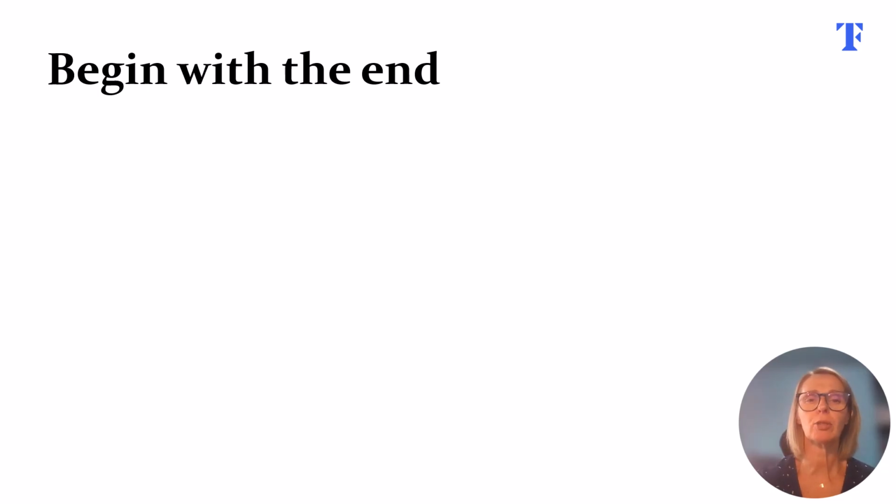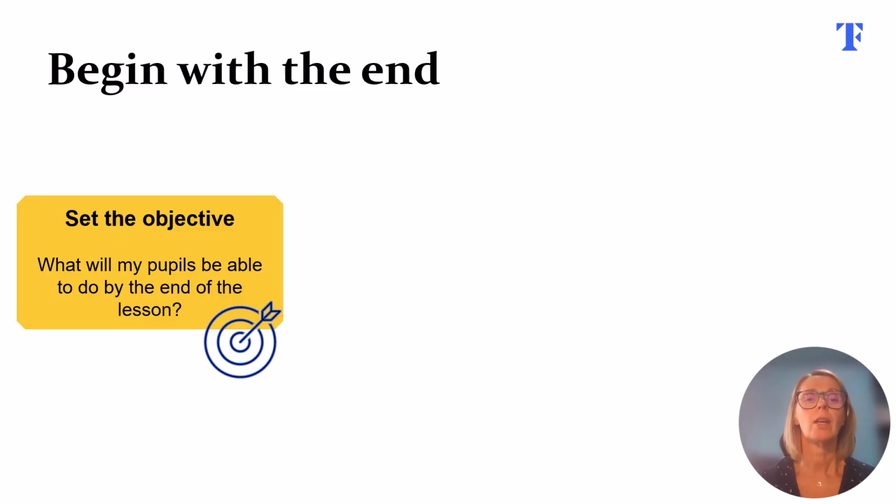What do we want them to be able to do by the end of the lesson? That could be something they're going to understand, or be able to demonstrate, depending on our subject. And then we work back from there. This is also sometimes known as the backwards planning method. When beginning with the end, we can follow this process. So we should set the objective, identifying what it is we want the pupils to be able to do by the end of the lesson.